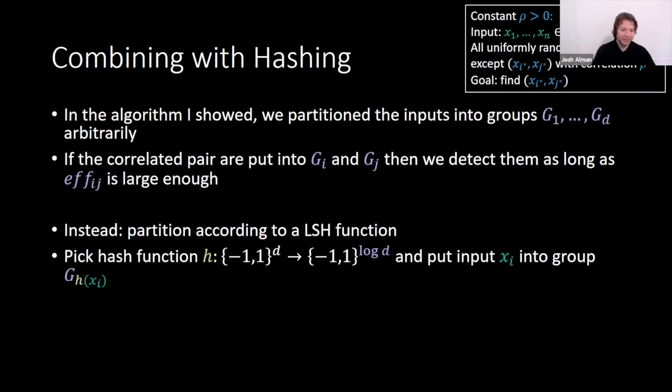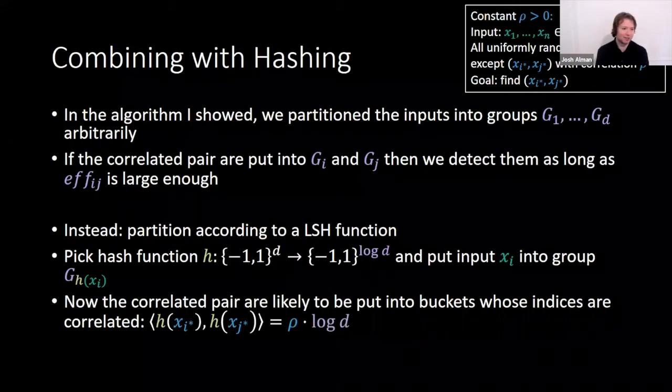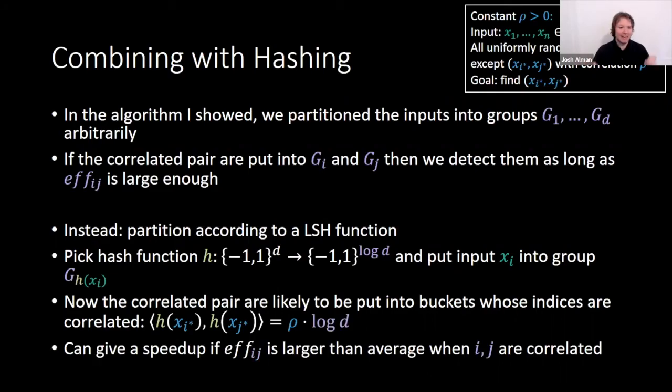So what do we get out of this? Like before, all the uniformly random independent vectors go to random buckets, but now the correlated pair is likely to be put into a pair of buckets whose indices are correlated with each other. So if we could have a tensor where the ij efficacy is larger whenever i and j themselves are correlated with each other, then we can take advantage of this to get a speed up. We'll be putting the correlated pair into a bucket with higher efficacy than a random bucket, and we can get a faster algorithm out of that.